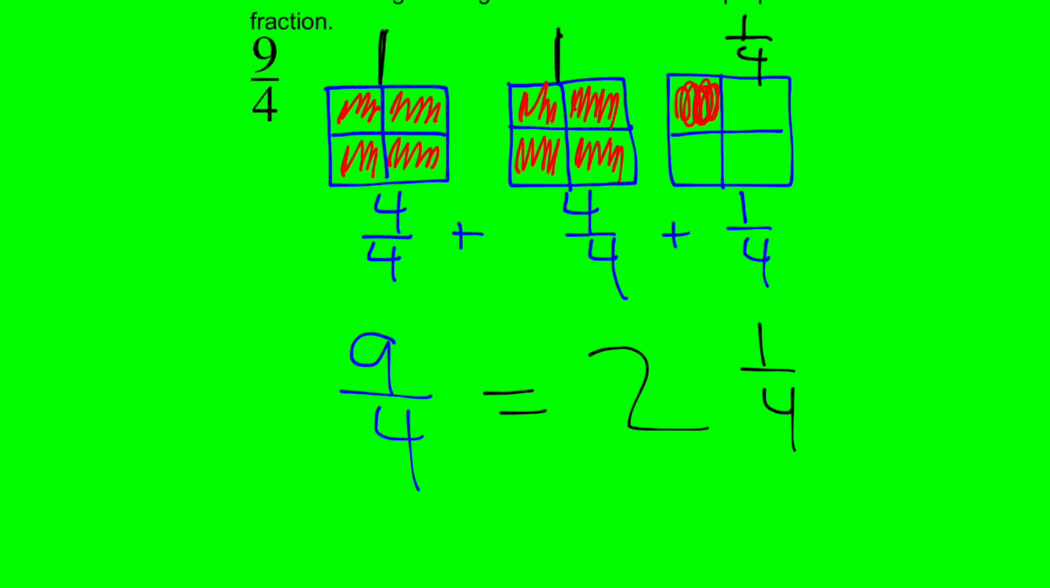Let's look at another one. Well, let's skip this one and let's do this one, 9 out of 8. Well, how would I do this one? Well, I have to have a shape or shapes that are divided into 8 parts, and I want to represent 9 of those 8 parts.